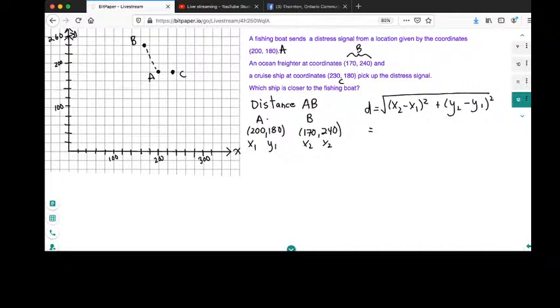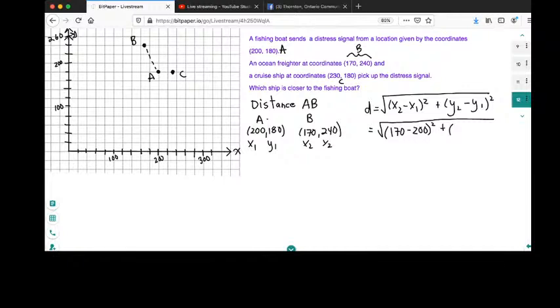So x2 is 170. Actually, let's put that there first. So 170 minus 200 squared. So the reason why it doesn't matter which one you pick is realistically because you're squaring it. So even if it's negative, it doesn't really matter. 200 minus 170 is going to be 30. Squared, it's going to be 900. 170 minus 200 is going to be negative 30. Squared, it's also going to be 900. So that's why it doesn't really matter. There's also other reasons, but they're more boring and we're not going to get into them.